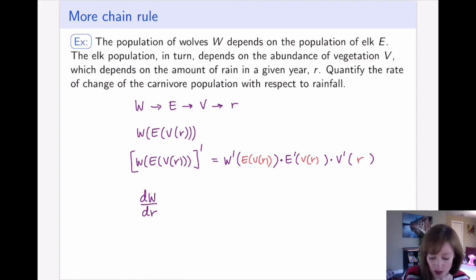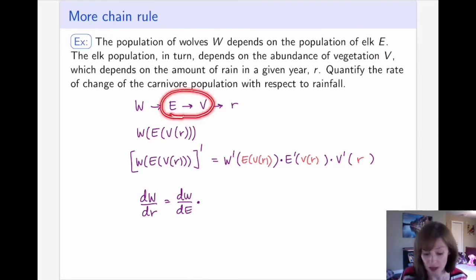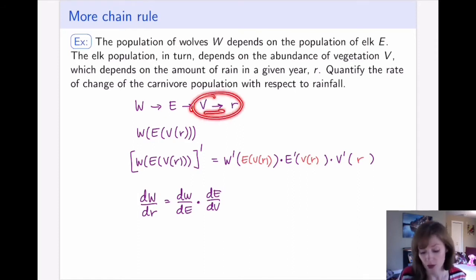So the first step here is I'm going to take a derivative of W with respect to E, its independent variable. So the first derivative is W with respect to elk population. And then the chain rule is a chain of multiplications, so followed by times, and then I follow through with the chain. Now I'm at E, I have to take a derivative of E, and its variable is V. So I have to take a derivative of E with respect to V. And now I'm at the V step, so I'm right here. I have to take a derivative of V with respect to R.